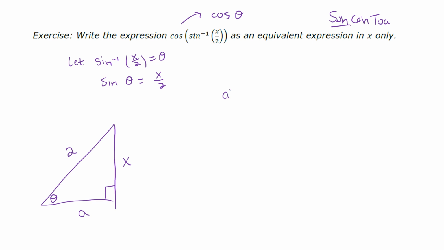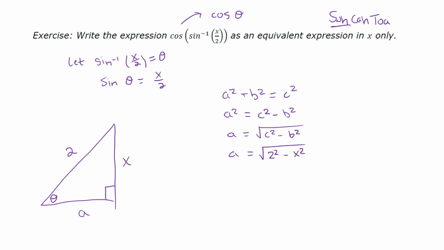So we'll use the Pythagorean theorem to help us find our missing side length. And we want to find a squared. So c squared minus b squared equals a squared. We can take the square root of c squared minus b squared, which equals a. So a equals c, which is the hypotenuse, which is 2 squared, minus b, which is x, so x squared. So then a equals the square root of 4 minus x squared.